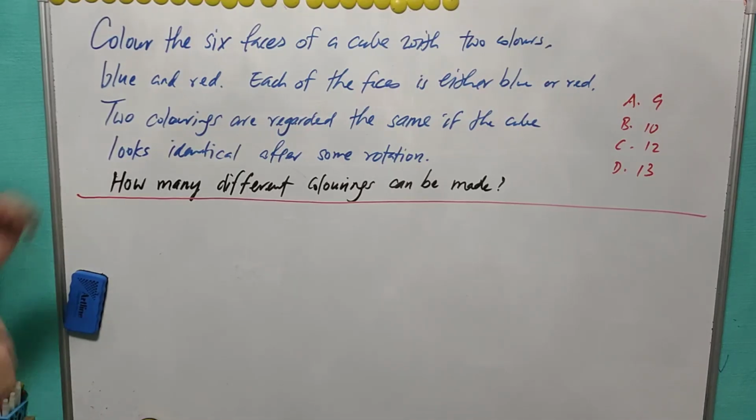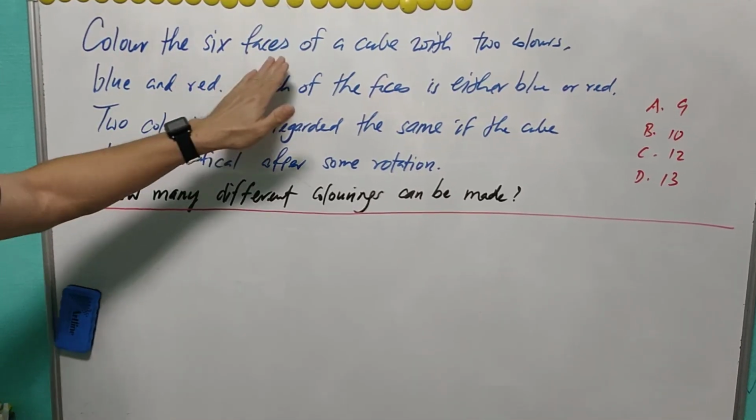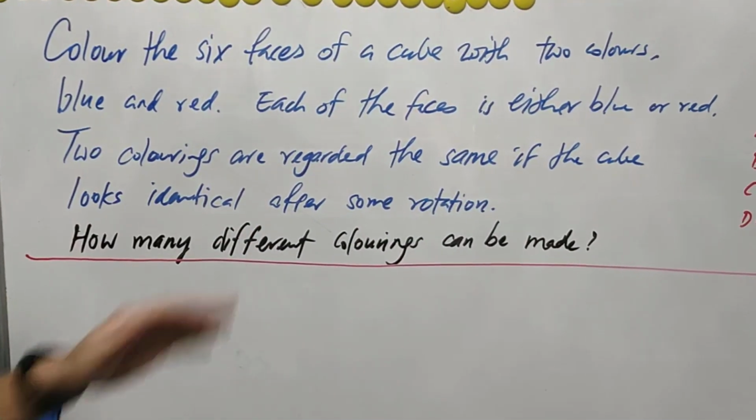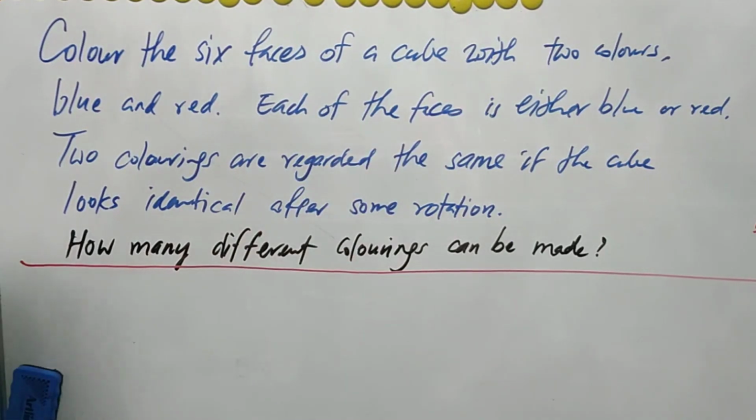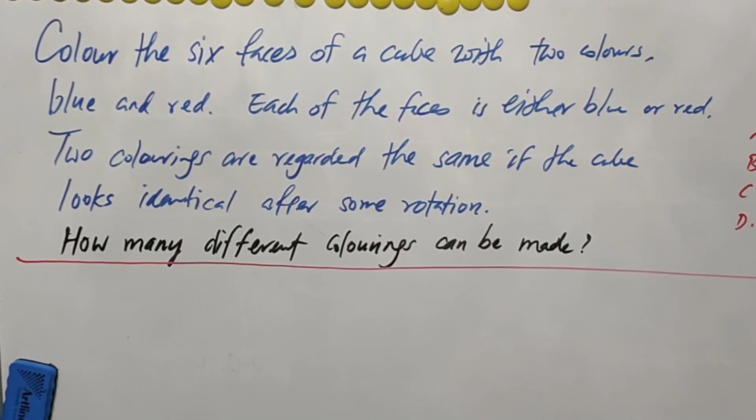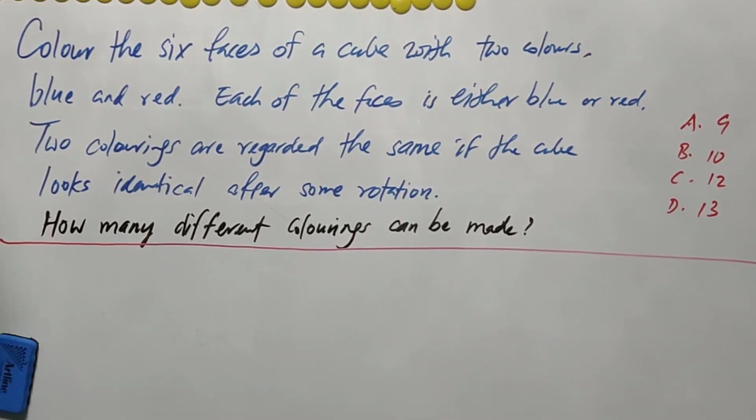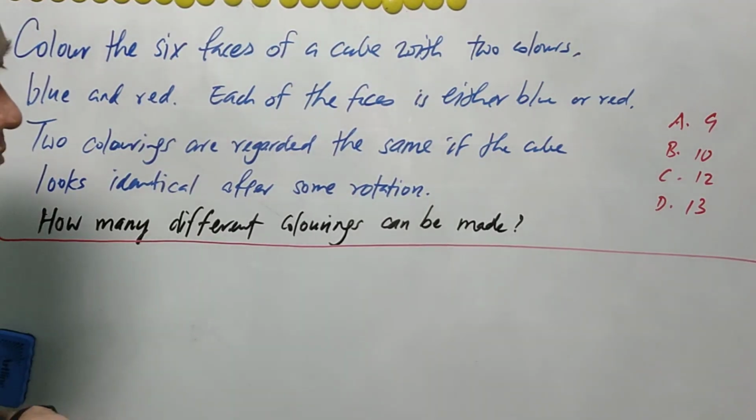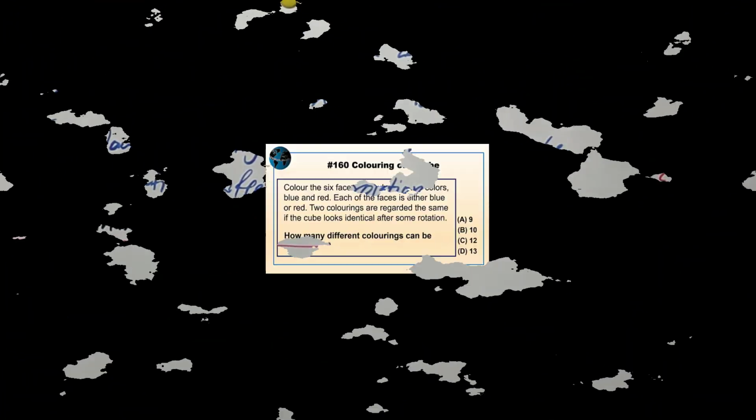So for today's question, you are asked to color the 6 faces of a cube with two colors, blue and red. Each of the faces is either blue or red. Two colorings are regarded the same if the cube looks identical after some rotations. How many different colorings can be made? And the options are A, 9, B, 10, C, 12, and D, 13. What do you think?